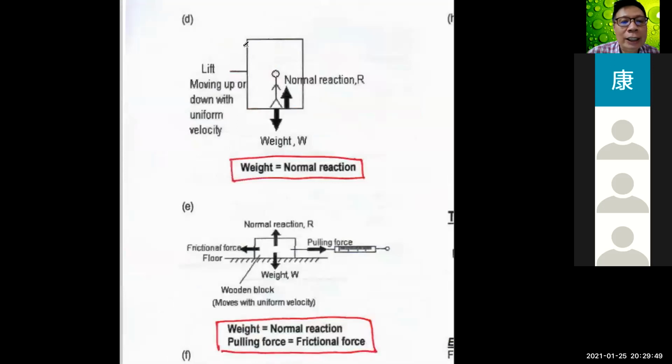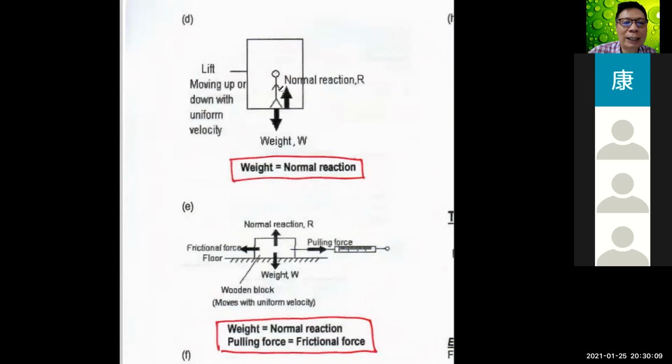Now this one is inside the lift. Inside the lift, there are two forces also. One is a weight, one is a normal reaction. So Newton's third law is every action has an opposite direction reaction. Action, reaction, same one. That's why we say weight and normal reaction are the same.